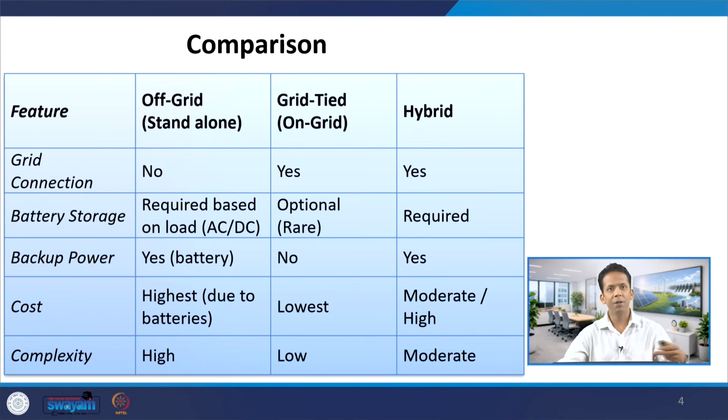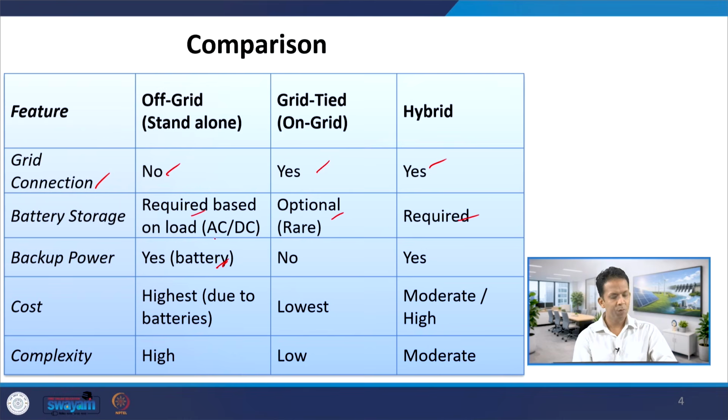If we compare them on the basis of different features, we get this table. Grid connection required: for standalone, no; for grid tied, yes; for hybrid, yes, it is required. Battery storage: off grid, it's required based on the load, AC or DC; grid tied, it is optional or rare. Most bimodal systems won't be used often, mostly directly connected to utility type of systems would be used. Hybrid, it is required.